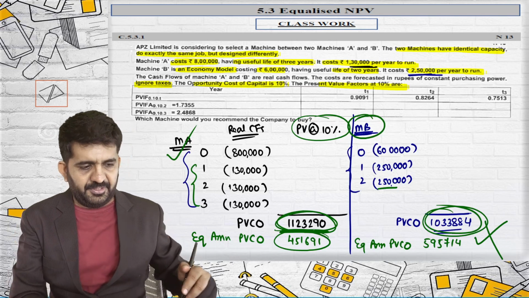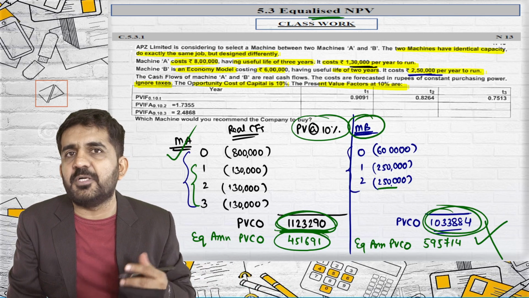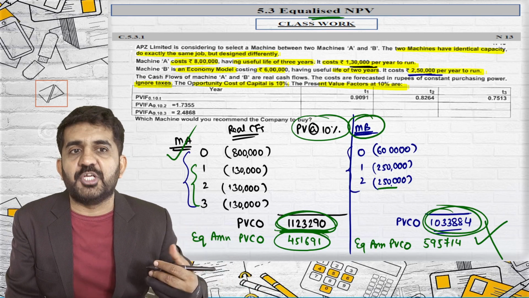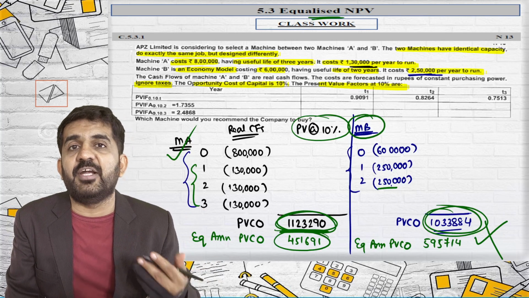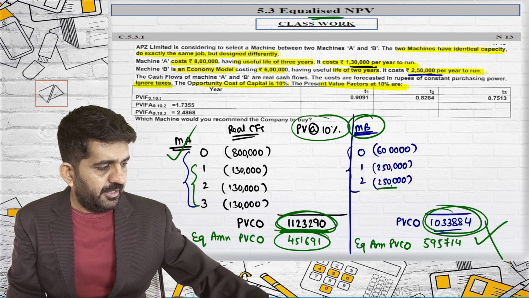This is the concept. This is equalized annual NPV, extremely good concept, because in practical life you will get projects which are different in duration. So there you will never find out only NPV, you will always find out equalized annual NPV.